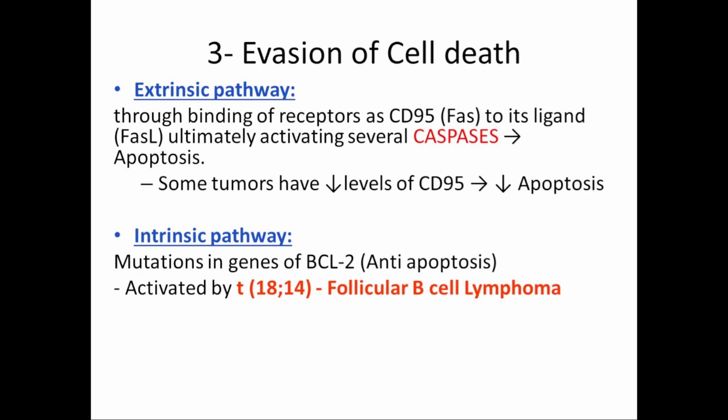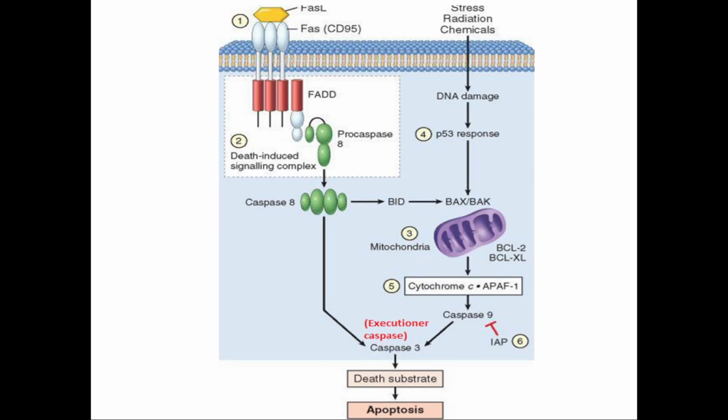So the BCL2, if you remember, when we talked about chromosomal abnormalities, we talked about BCL2 in follicular B-cell lymphoma through the translocation 14;18. It gets upregulated and there is an increase in the level of BCL2. So this is just a reminder of what happens. We said that CD95 or FAS binds to the FAS ligand and leads to a cascade of the activation of the caspases, mainly caspase 8 and 3, and leads to apoptosis.